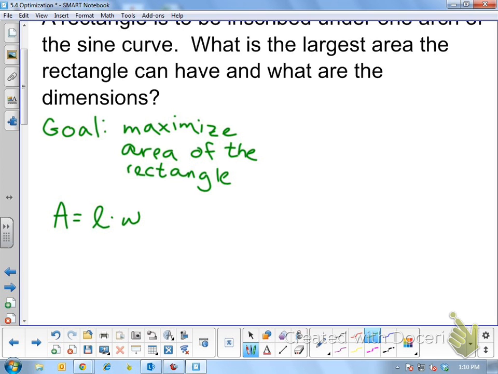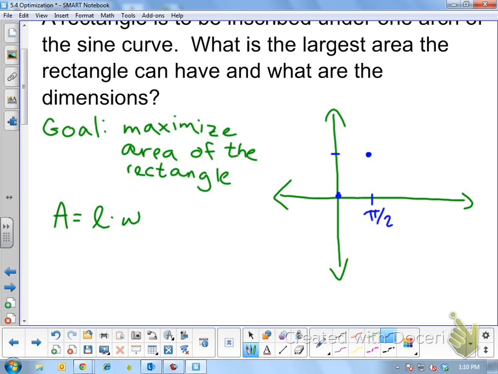And we have our coordinate plane. So it's at the first piece of the sine curve. So where does sine start? 0. When do we hit 1 on the sine curve? Pi halves. And then back to 0 at pi. So we're looking at this piece of the sine curve. They said just one arch or arc or piece. So just that piece. And we're trying to inscribe a rectangle.